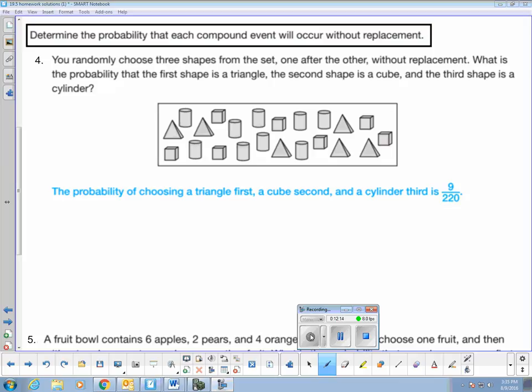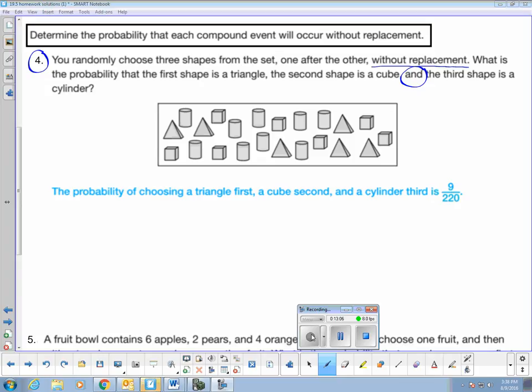Number 4. Now, right above number 4, it says in a box, determine the probability that each compound event will occur without replacement. So as I draw something out, I am not replacing it back into the set. So let's take a look at number 4. It says you randomly choose 3 shapes from the set, one after the other, without replacement. So I just want to underline that and emphasize that. What is the probability that the first shape is a triangle, the second shape is a cube, and the third shape is a cylinder? So as you can probably figure out, we're going to use the AND rule. And so let's start with the probability of the first shape being a triangle.